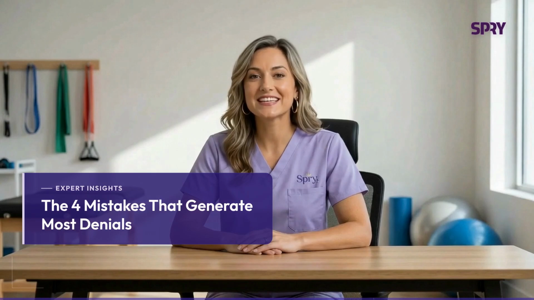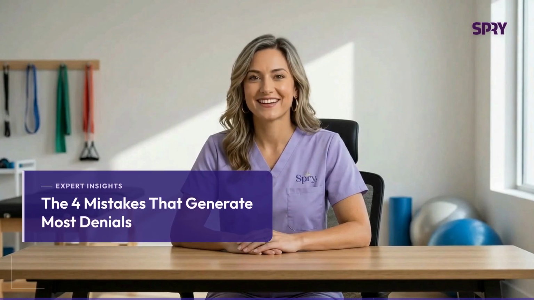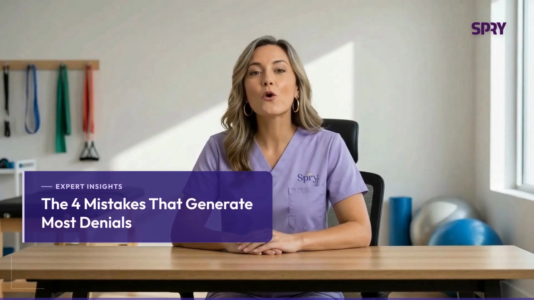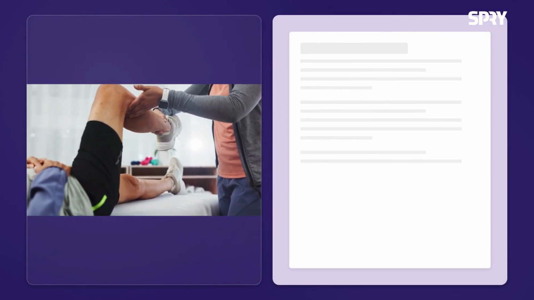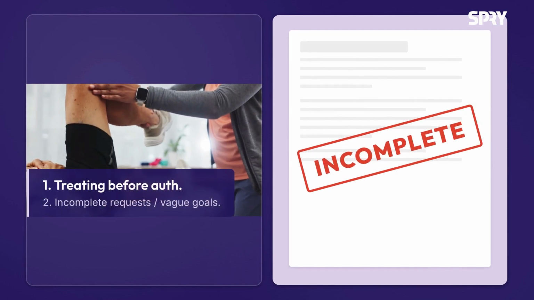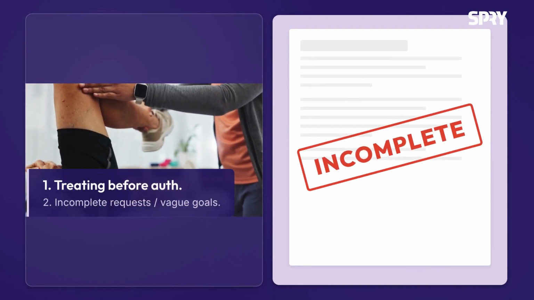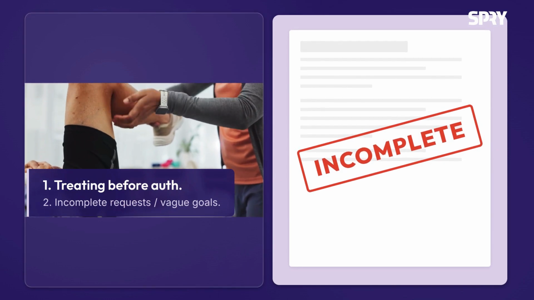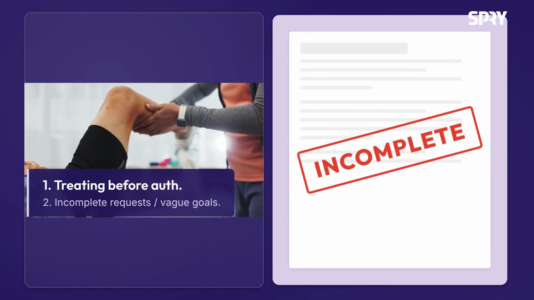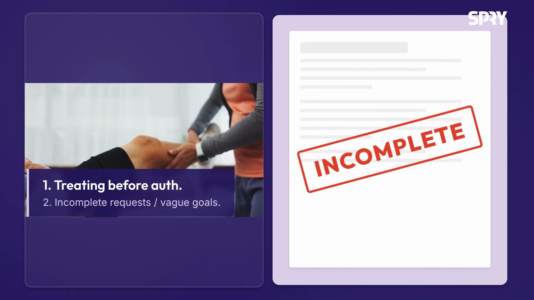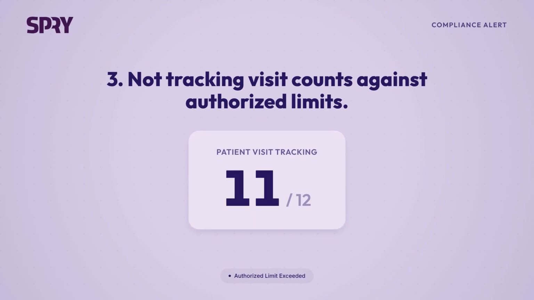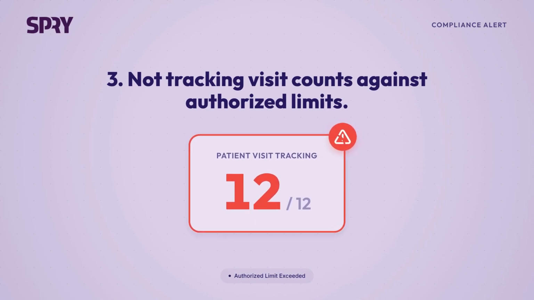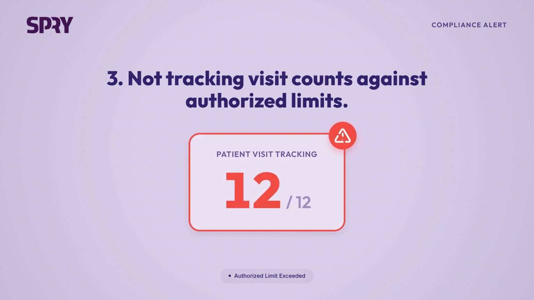In outpatient PT, the majority of PA-related denials are preventable. They come from 4 workflow gaps. 1. Providing treatment before authorization is confirmed. 2. Submitting an incomplete request, missing ICD-10 codes, CPT codes, or a functional plan of care. Vague goals get denied. 3. Not tracking visit counts against authorized limits. The auth expires, the clinic keeps treating, and the denial arrives 6 weeks later.